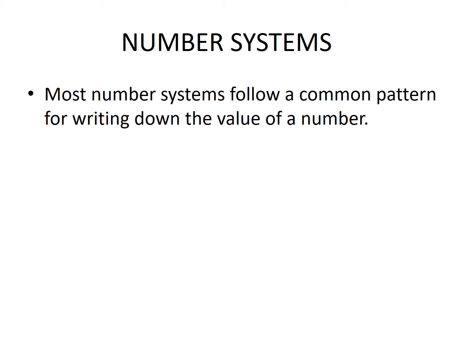So what is number system? Number systems follow a common pattern for writing down the value of a number. For example, for the decimal number system we have the numbers from 0 to 9. The number starts from 0 and ends in 9. This is called the decimal number system. Then the binary number system has only two numbers, 0 and 1. Likewise, each number system follows a common pattern for writing down the value of a number.